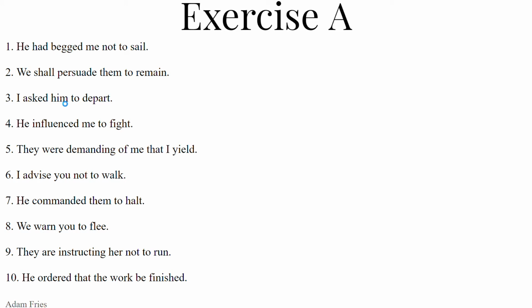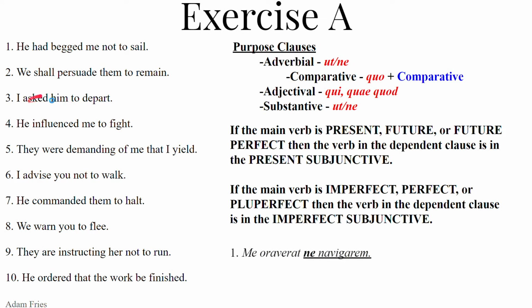So eum, the accusative, rogavi. Eum rogavi. We are in secondary sequence because rogavi, I asked, is perfect tense. So I asked him to depart. I asked him so that he might depart. We want the imperfect subjunctive of a verb for depart: discedo, excedo, ab eo. I'm going to go with discedo. So discederet. Imperfect subjunctive, discederet. Eum rogavi ut discederet. I asked him so that he might go.